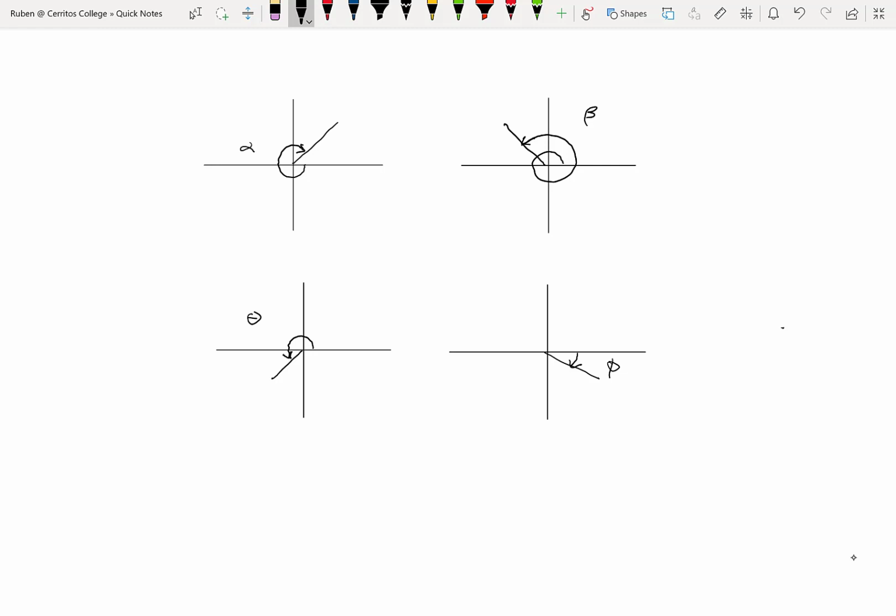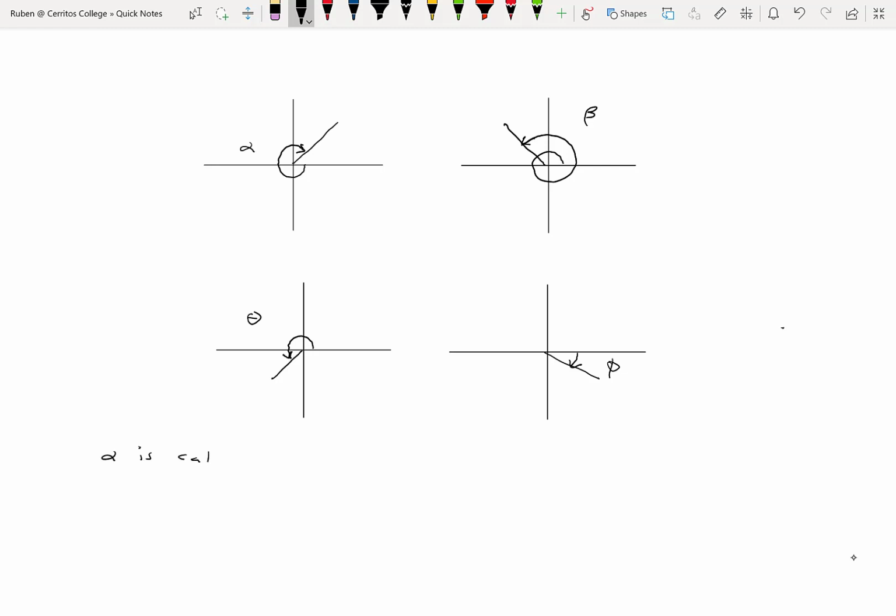Well, I can describe them as positive or negative. Looks like alpha is a negative angle. It's measured clockwise. Beta looks like a positive angle, counterclockwise. Theta is also a positive angle. And phi looks like a negative angle. It's measured clockwise.